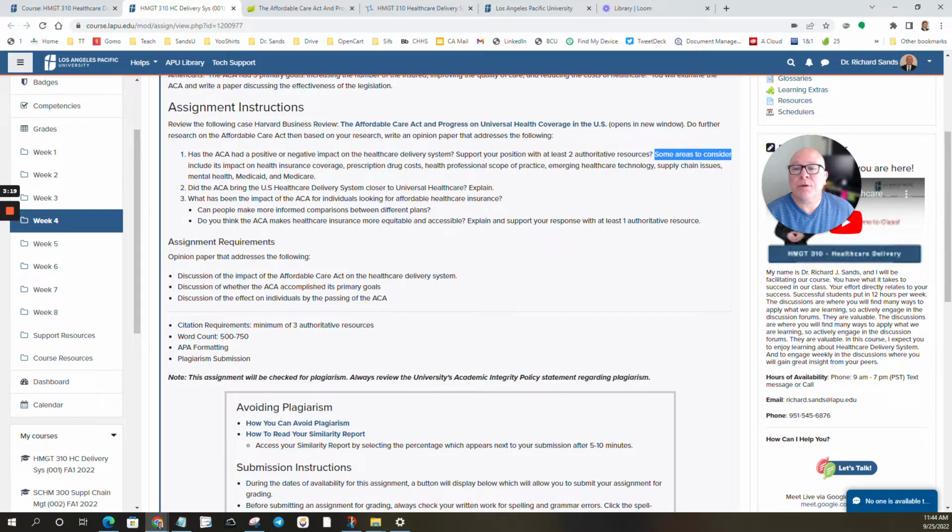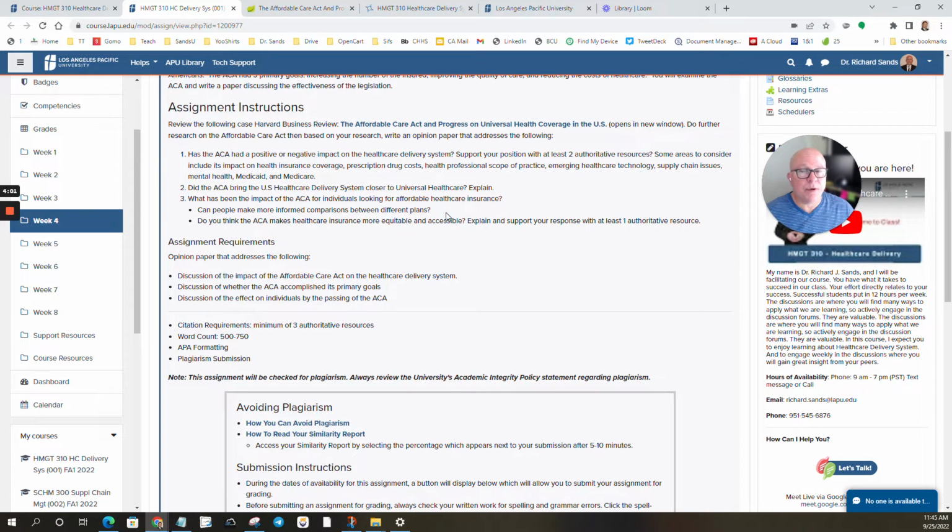All right, number three. What has the impact of ACA been for individuals looking for affordable health care insurance? So that's a question you need to answer. Also, the first bullet, can people make more informed comparisons between different plans? So again, it's just not yes or no. It's answering it and plus explaining your answer. Do you think the ACA makes healthcare coverage insurance more equitable and accessible? Explain and support your response with one authoritative source, i.e. reference. Okay, so that's the detail.